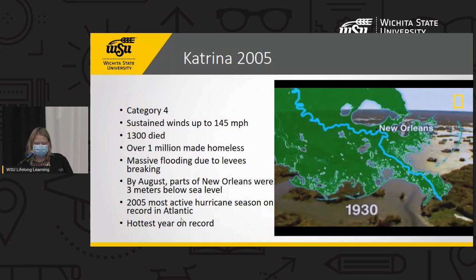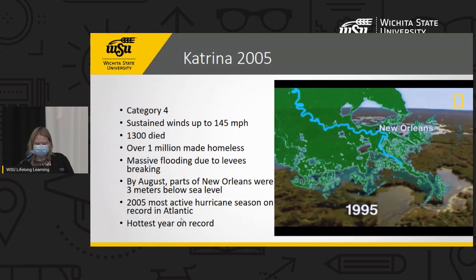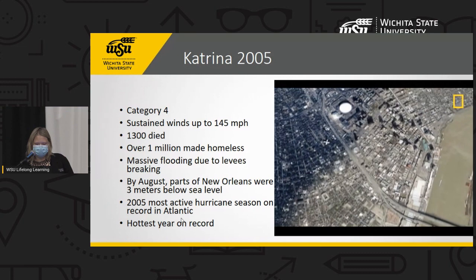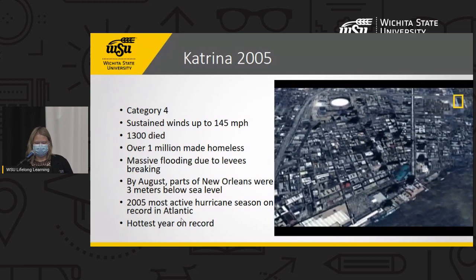Since 1930, Louisiana has lost over 1,900 square miles of wetlands. By 2050, many barrier islands will disappear altogether. New Orleans is still sinking. Unless something is done, the Big Easy will slip beneath the sea, with or without another hurricane.